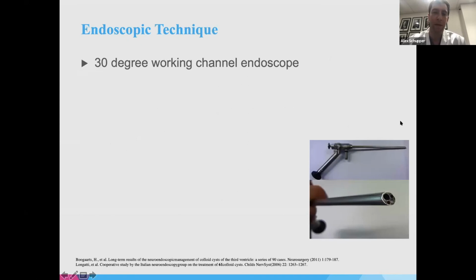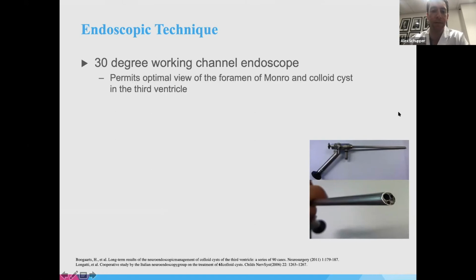So as far as the technique, what's been commonly reported is the use of a 30-degree working channel endoscope, which, based on the trajectory that I'll mention in a sec, is really the easiest way to visualize the foramen and gain access to the anterior third ventricle. The reason it's important to use a 30-degree working channel endoscope and not just a straight endoscope is that it's important to visualize the roof of the third ventricle.